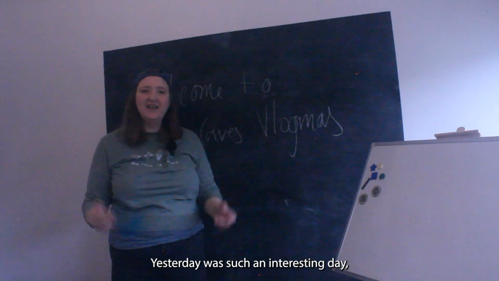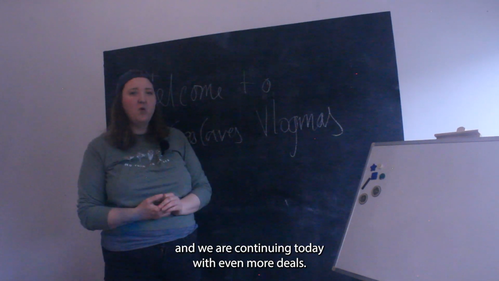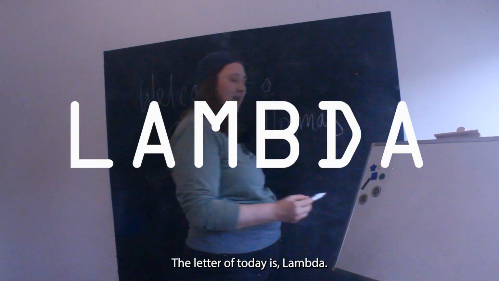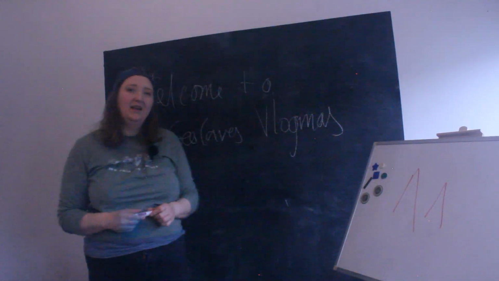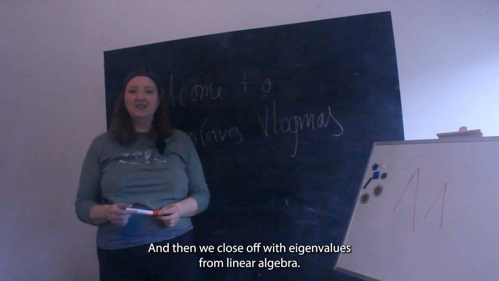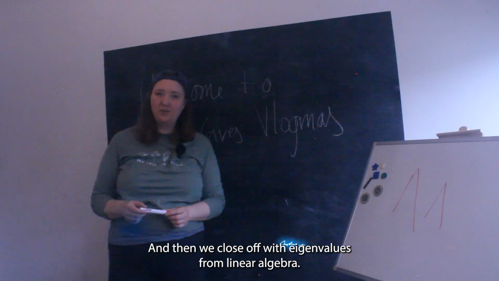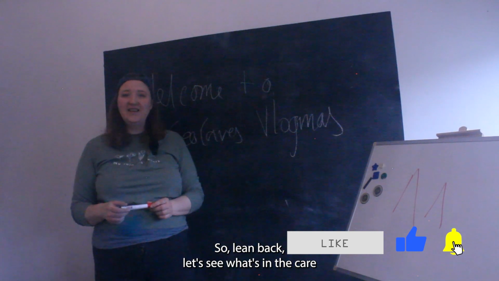Yesterday was such an interesting day and we are continuing today with even more jewels. The letter of today is lambda. And the examples are longitude, wavelength, and then we close off with eigenvalues from linear algebra. So lean back and let's see what's in the cave today.